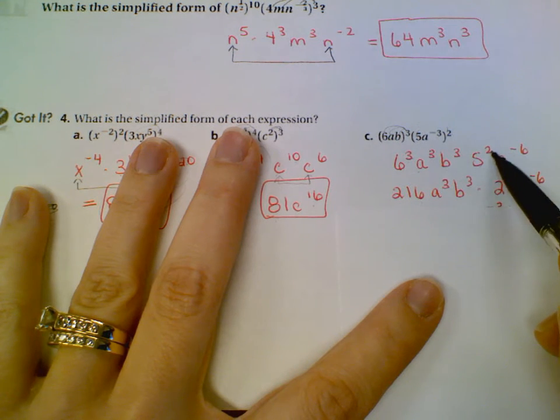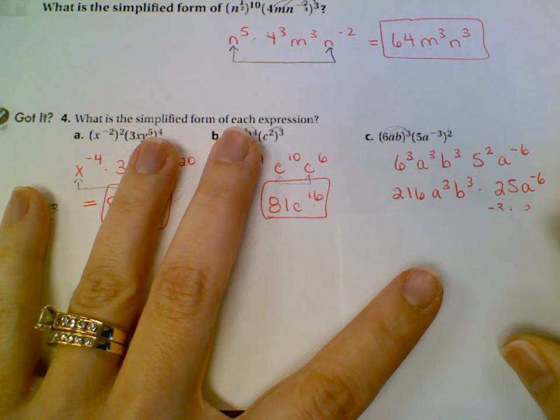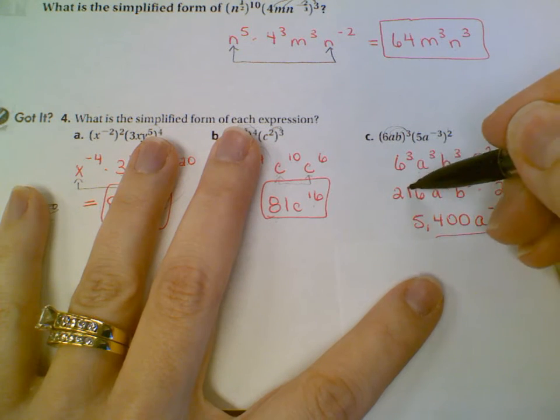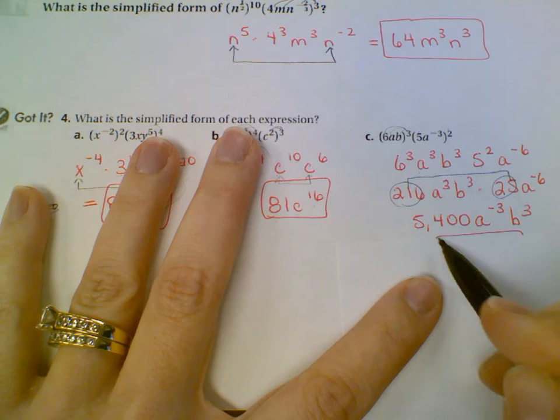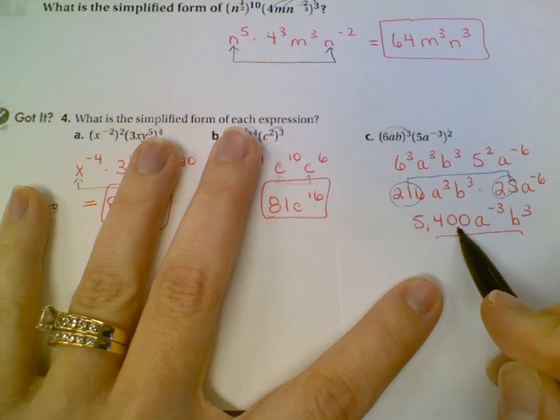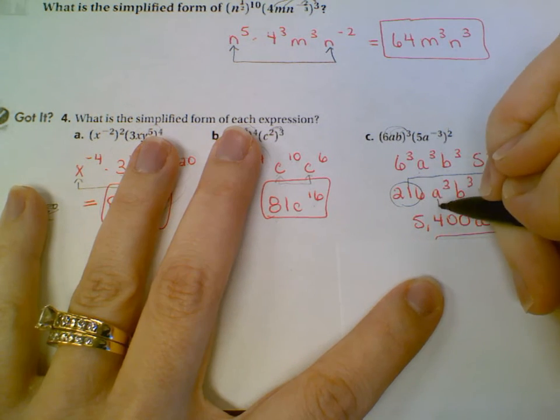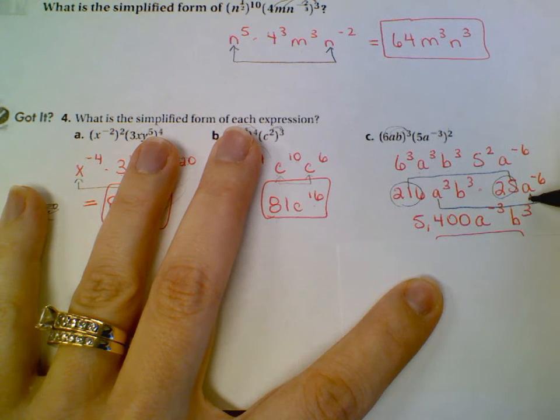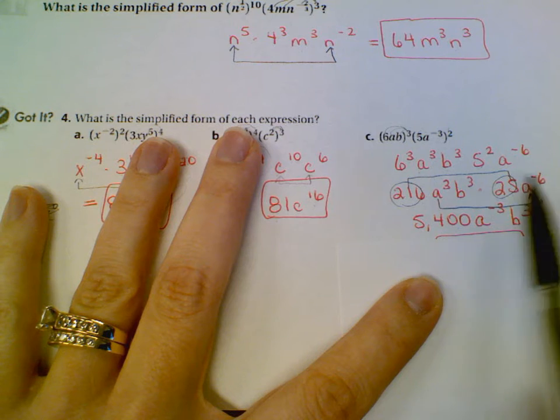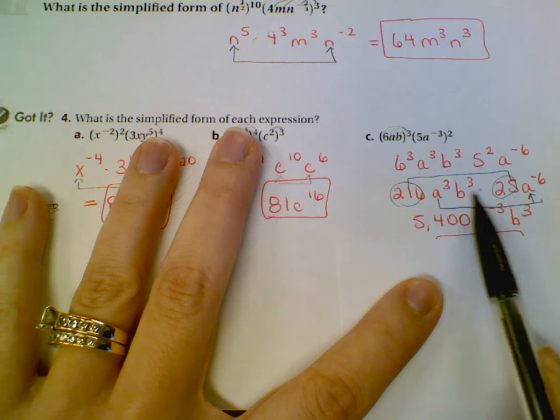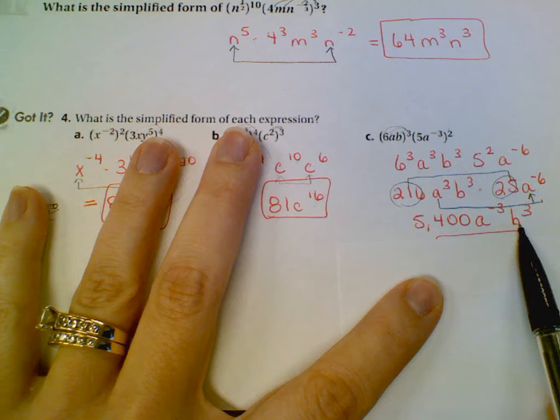Sorry. And 5 squared becomes 25. Then you're going to multiply 216 and 25 because they're like terms. So that becomes 5,400. Then I'm going to look for other like terms, which are the a's. So I'm going to combine a to the 3rd and a to the negative 6, which means I need to add those. And then b just gets dropped down.